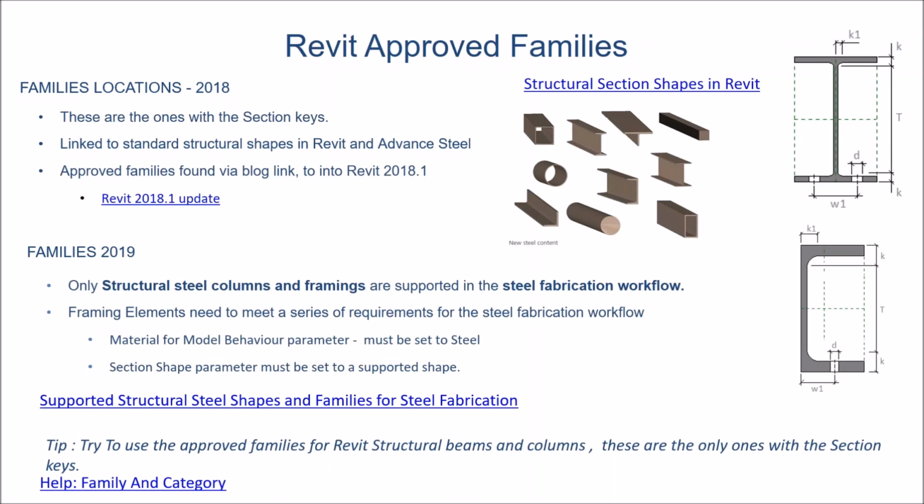So this is the bit I was just talking about, which was the approved families part of the system. And just to recap the end there, the 19 families actually come installed, so you don't have to go and find them, so that's a lot easier. And just try and work with those. I found it a lot easier in the transfer between the different systems.